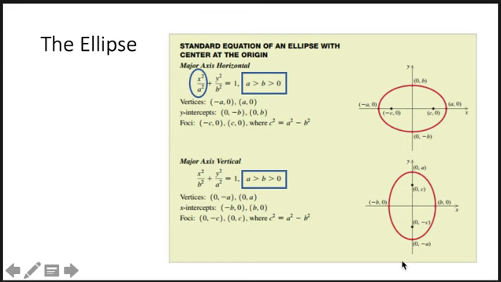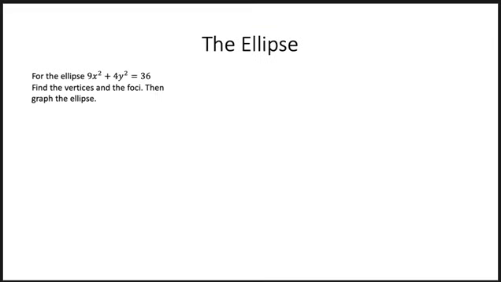So that's one thing that you want to be paying attention to. Where is that a? Is a under x? Because remember, a is the bigger number. If it's under x, then the major axis is horizontal. It looks like this. And if the a is under y, then we have the major axis being the vertical axis, being the y-axis. Let's look at a specific example.